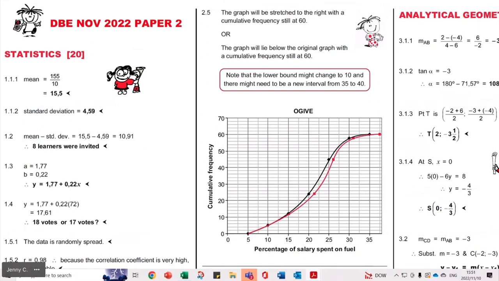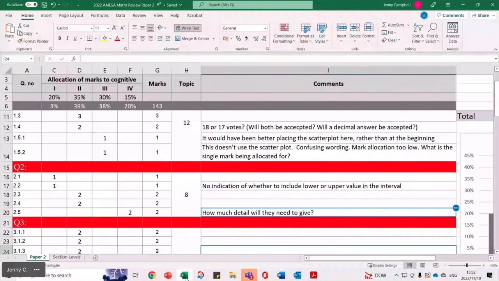And then I just added there, notice the lower bound might change to 10, because if the 5 people in the boundary 5 to 10 all spend about 9.5% of their salary on fuel, they're going to shift up into the next category, and you might well need a new interval for 35 to 40. So I think this was an awkward question. I'm not entirely sure what they wanted us to ask and to answer. I'd be interested to hear some comments about it.